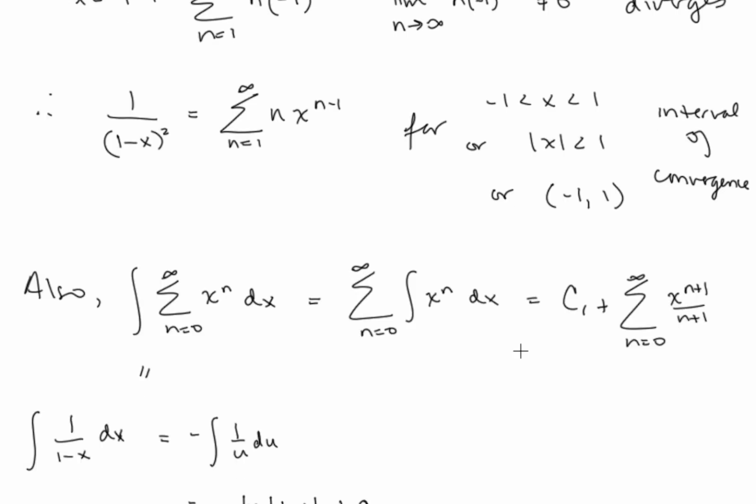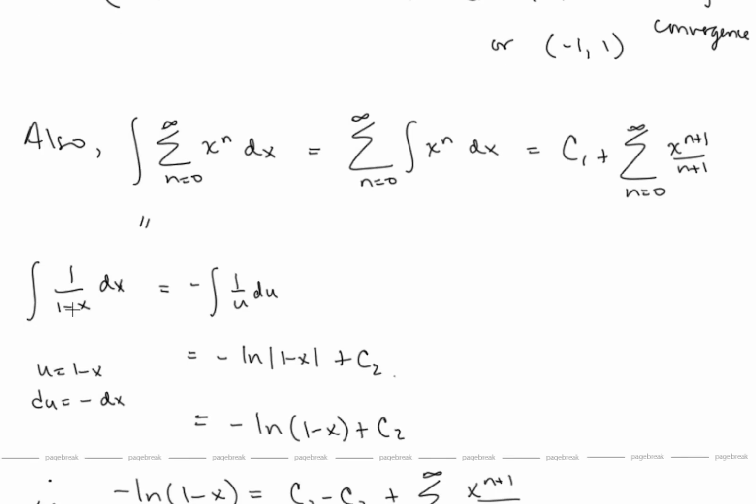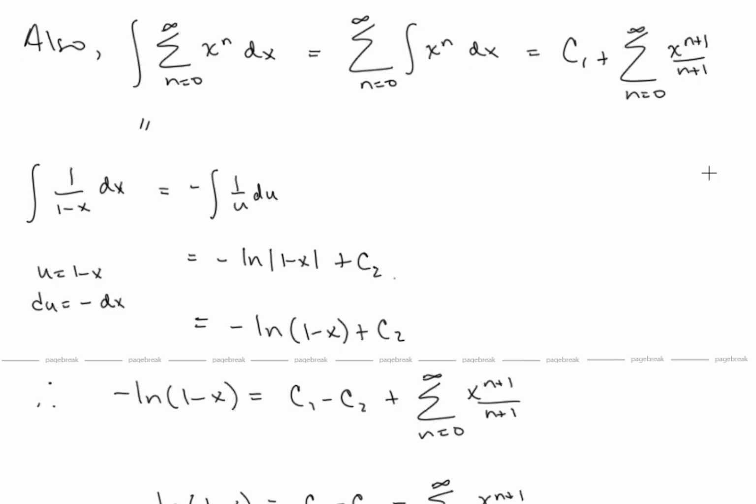Now let's take a look at the antiderivative. We know that if we take the antiderivative of the series, we should be getting the antiderivative of 1 over 1 minus x. And if we use a u substitution to take this integral, we find that we have negative ln of 1 minus x plus a constant. Now the theorem says that we can integrate term by term here for this infinite series. And when we do that, we collect our constants, and we get summation x to the n plus 1 over n plus 1. So that tells us negative ln of 1 minus x plus constant 2 is equal to constant 1 plus this series.